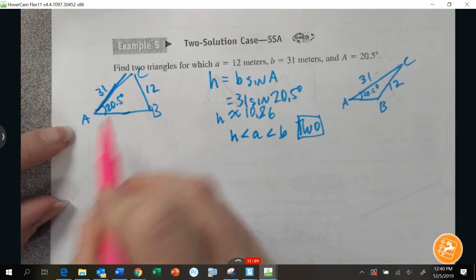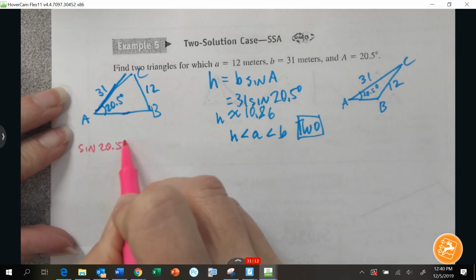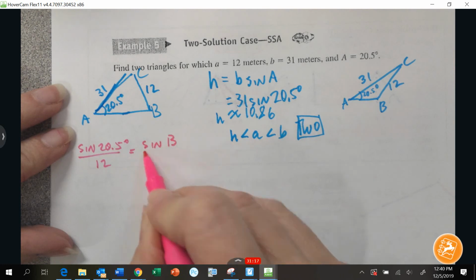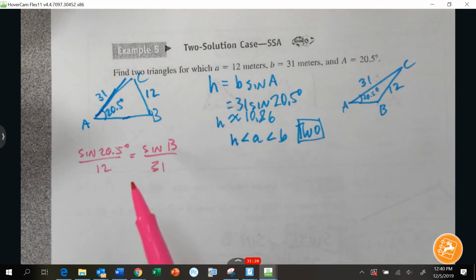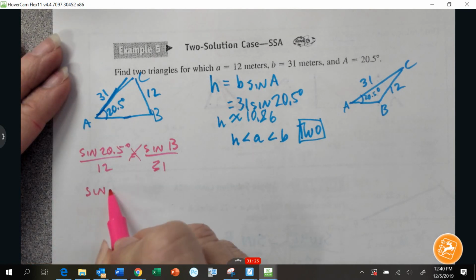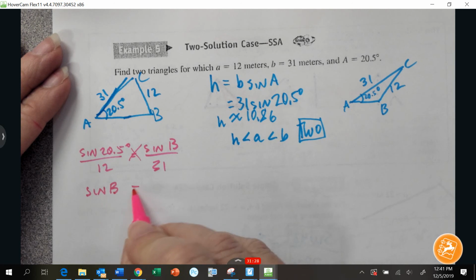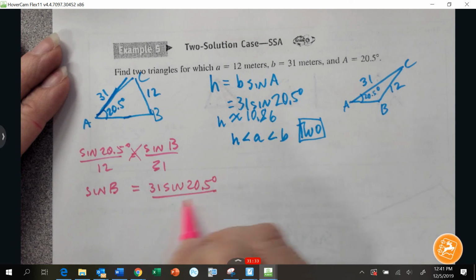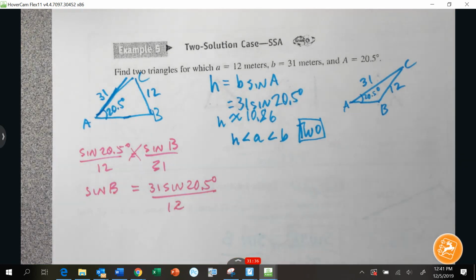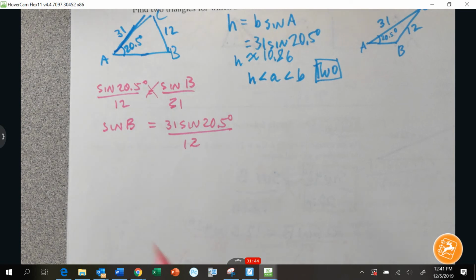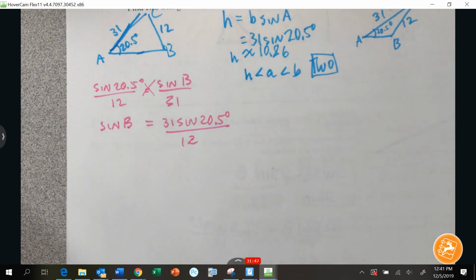What do we know? We know the A. So sine 20.5 over 12 is going to equal sine of B over 31. So we just did that on the other page. We're going to cross multiply. I'm going to get sine B is 31 sine 20.5 and then divide by 12. Is it okay that I just did that in one step? I did cross multiply. I'm just trying to hurry.